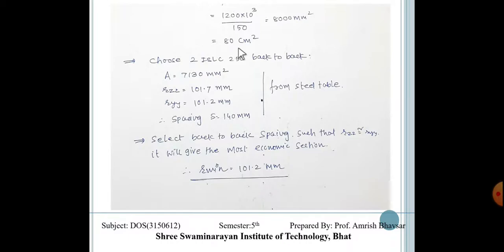So from steel table they have given us the two channel back to back, two channel toe to toe. So from that we have to choose two ISLC 250 back to back from steel table, and area of that is 7130 mm square. Now we have to take RZZ and RYY for that. We must take this section in a way that these two radii of gyration must be nearly equal, and spacing for that is 140 mm. Now select back to back spacing such that RZZ and RYY are equal, so it will give the most economical section. Now R minimum is equal to 102.2 mm.